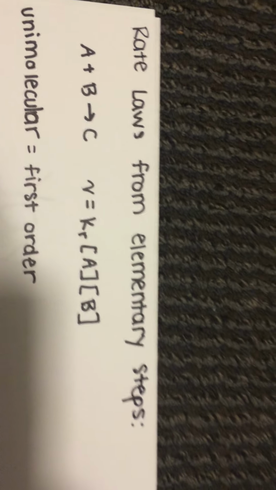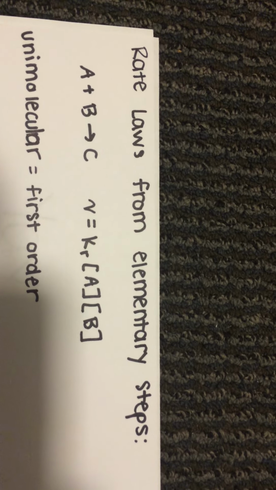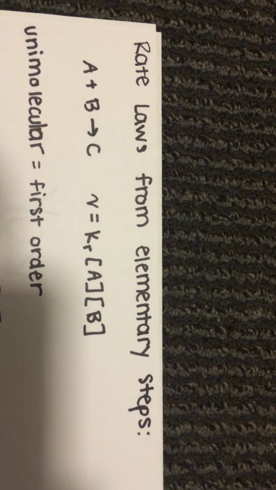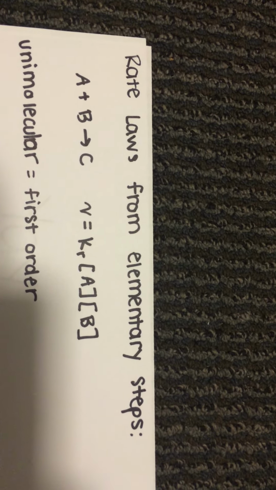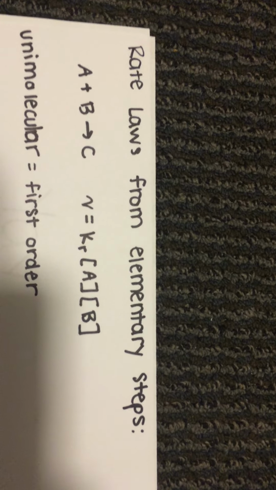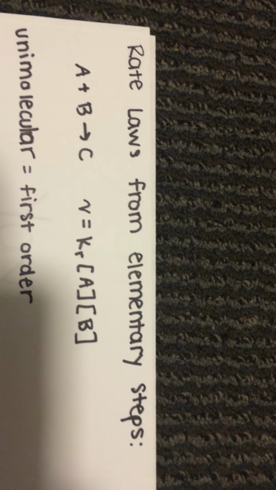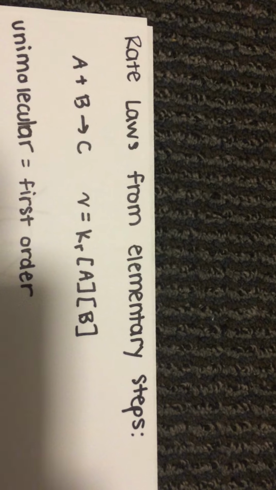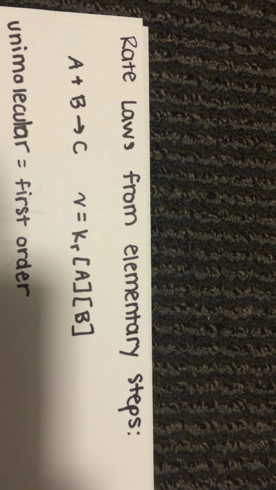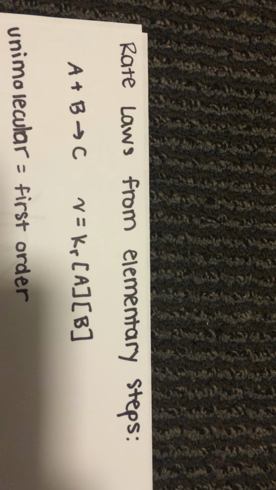So, an elementary step means that we can derive the rate law from it. We're not going to talk about rate laws in depth because that will be in another video. But we can deduce rate laws from our elementary steps. One example of this is A plus B gives C, and our rate law for this elementary step is the rate equals Kr, the constant, times A times B, the reactants.